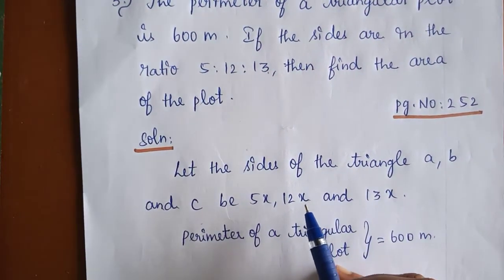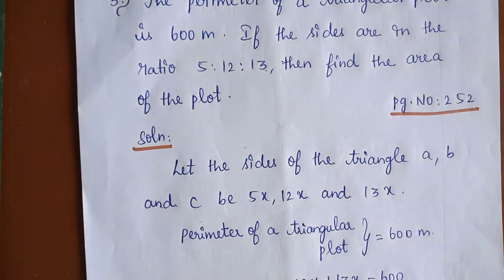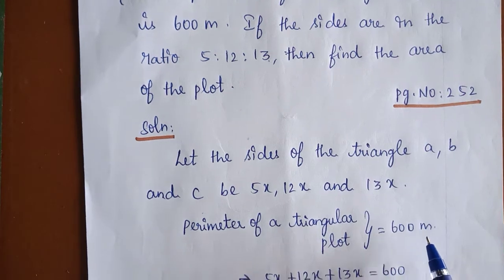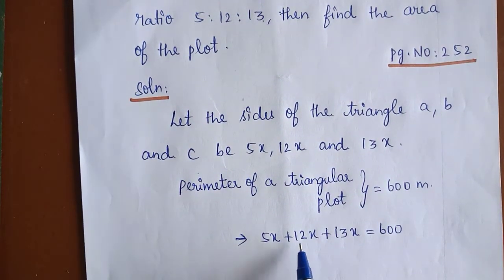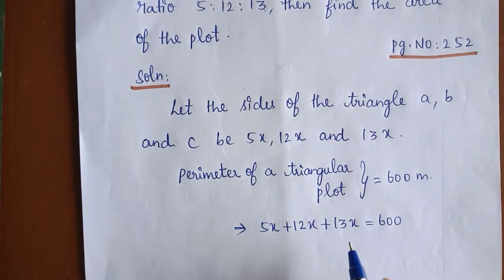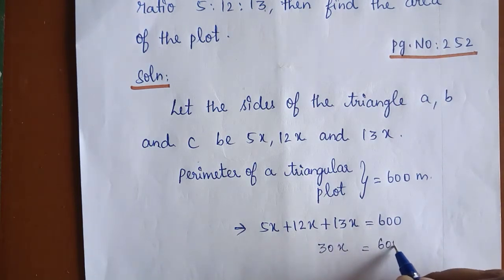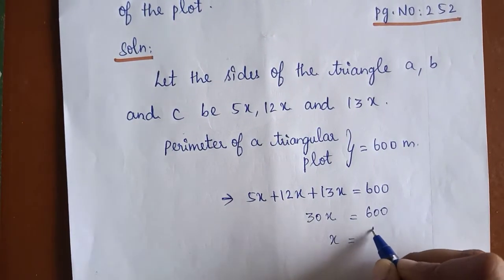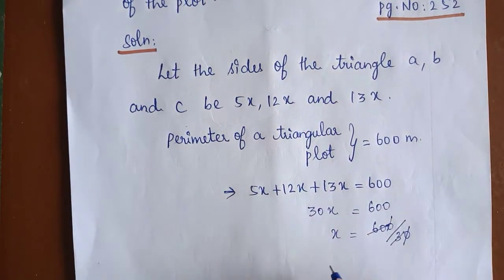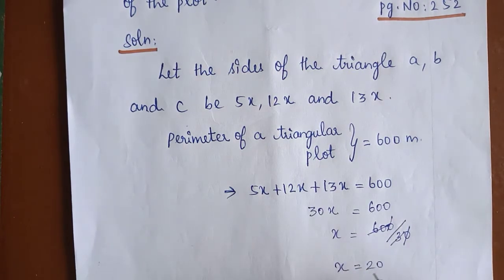So next we have to find the perimeter. So perimeter of the triangular plot is given is equal to 600 meter. So you know that perimeter is 5x plus 12x plus 13x is equal to 600. So if you add 5x plus 12x plus 13x, you get 30x is equal to 600. So x is equal to 600 by 30. 0, 0 gets cancelled and 3 and 60 gets cancelled. You get x is equal to 20.